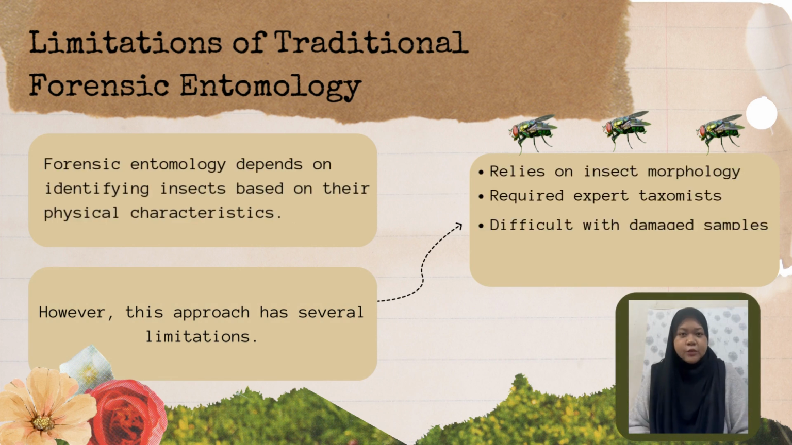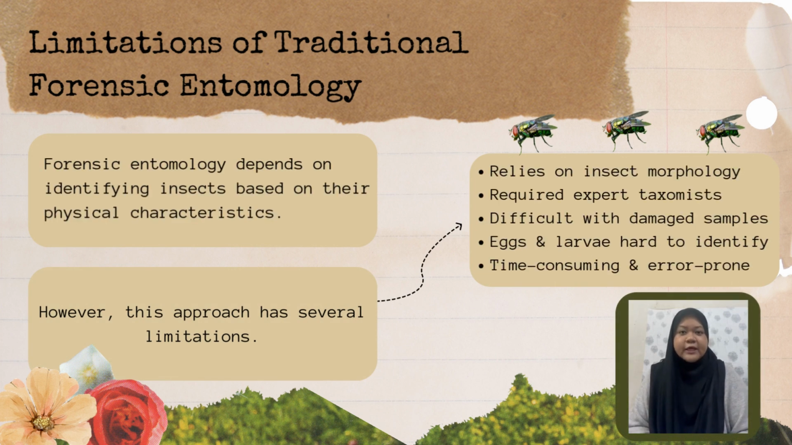Traditionally, forensic entomology depends on identifying insects based on their physical characteristics. However, this approach has several limitations. It requires highly trained taxonomic experts and becomes very difficult when samples are damaged, fragmented, or incomplete. Early life stages like eggs and larvae often look very similar, making accurate identification challenging. This issue can affect the accuracy of postmortem interval estimation.